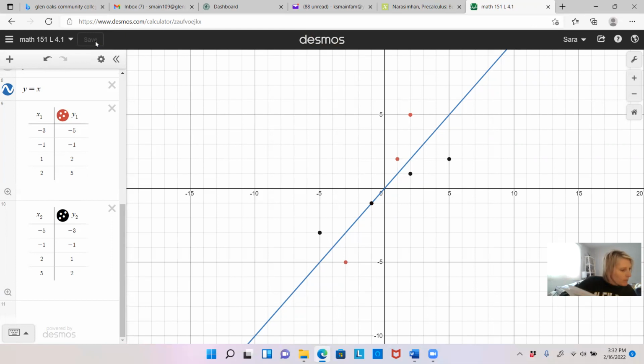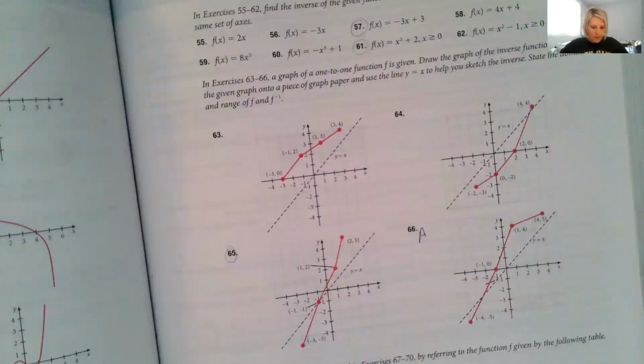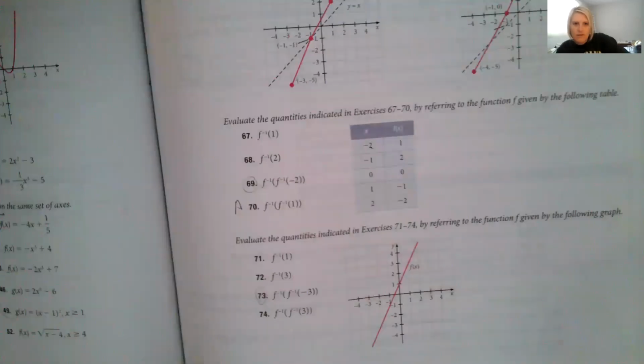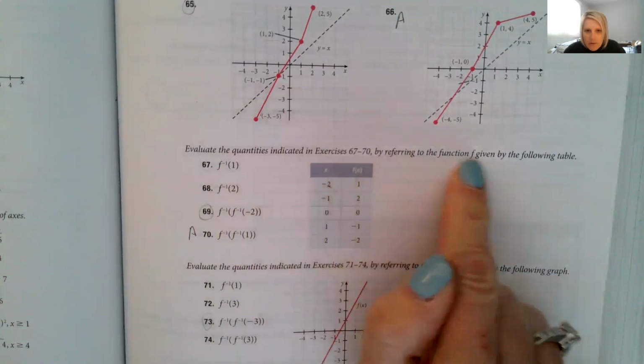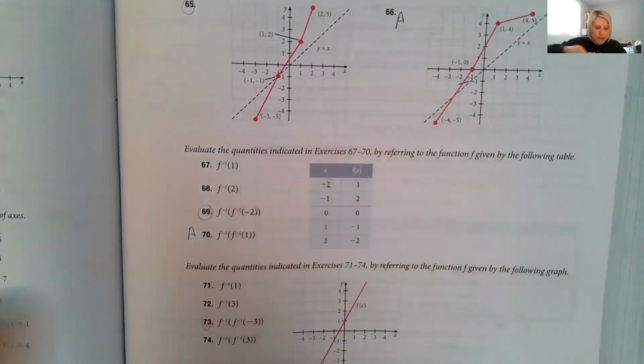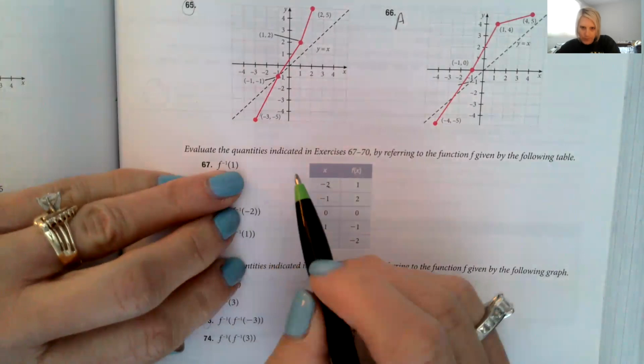Okay. Let's look at 67 and 69. So we're going to need our book for this one. So I'm going to show you here. So 67 and 69 are using this table. Okay, so it says, by referring to the function, evaluate the following. So 67 says, evaluate the inverse at 1.